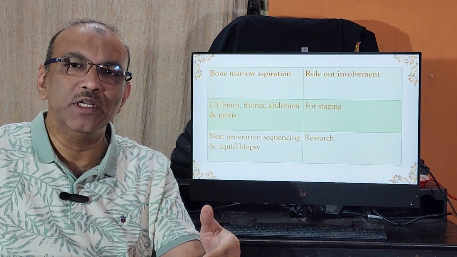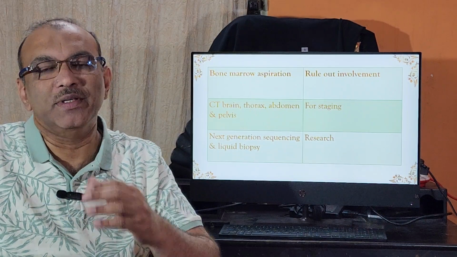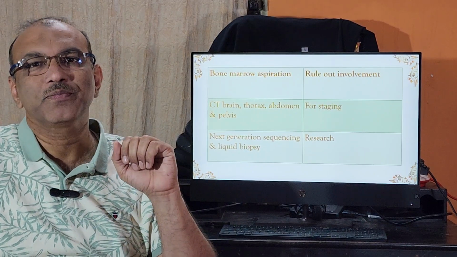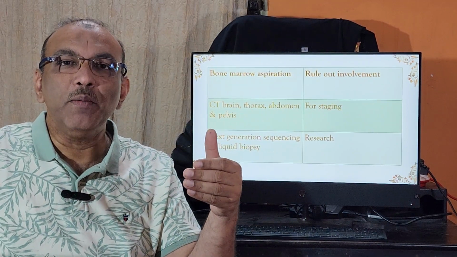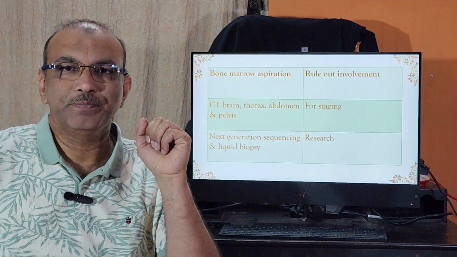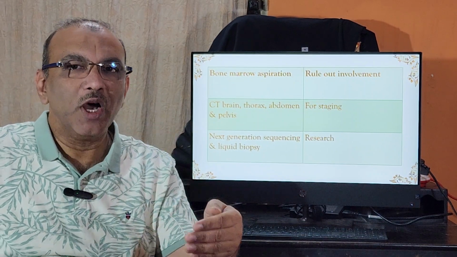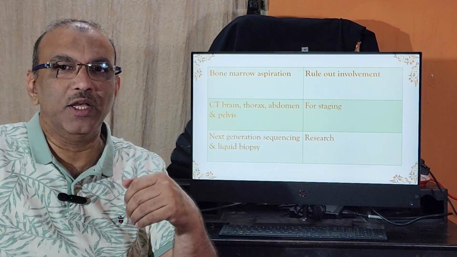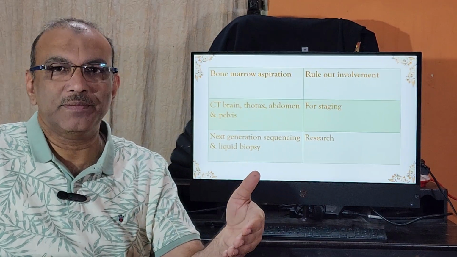So, usually what we do is take a CT scan of the brain, neck, chest, abdomen and pelvis. Why? We need to stage the patient. Depending upon the stage, the treatment goes on. We also want to know whether the bone marrow is involved, so we do bone marrow aspiration, which is usually done in the hip. With that, the investigation part is done. If you ask me which is the latest investigation, the answer is next generation sequencing or liquid biopsy. The research is still on and it has not come into practice.